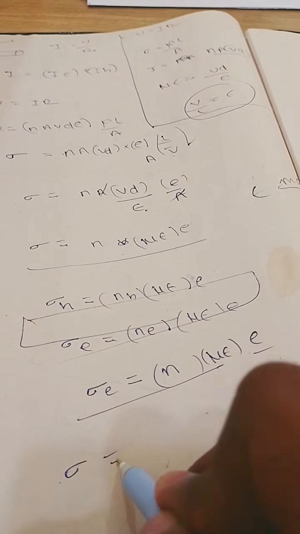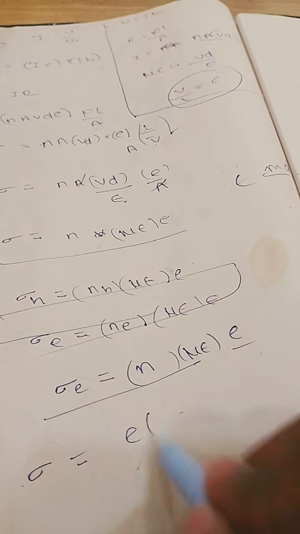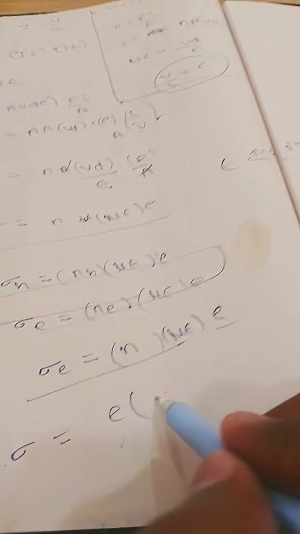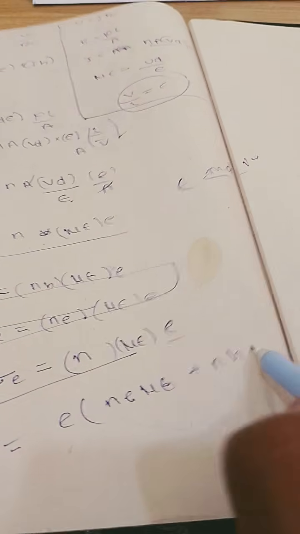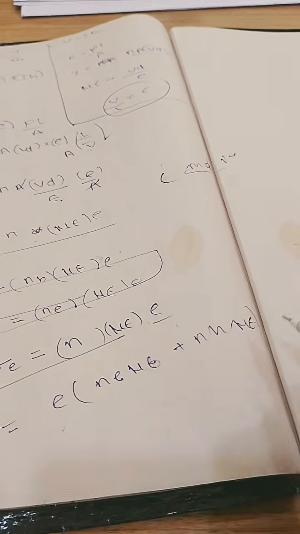We can write conductivity in a semiconductor by adding both of these. By adding and taking E common, we get the number of electrons into mobility of electrons, plus the number of holes into mobility of holes.